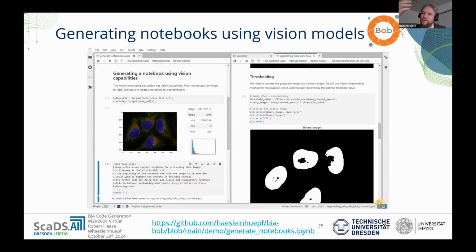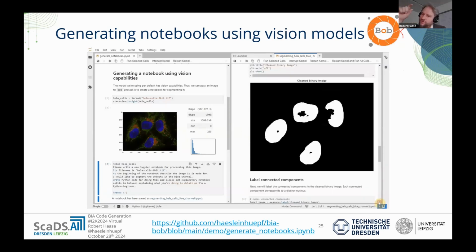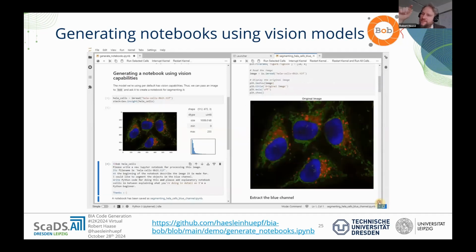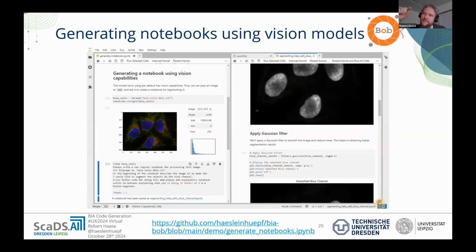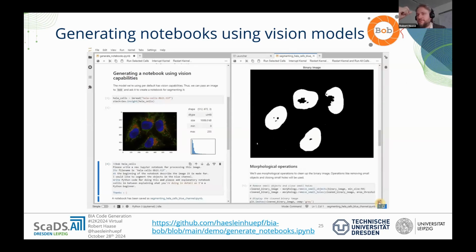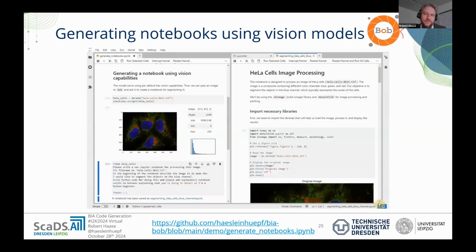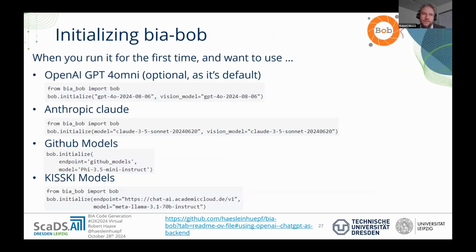When it produces notebooks, it will always produce notebooks with a piece of code, an intermediate result, and an explanation. And then there's the next explanation, the next piece of code, and the next resulting or intermediate result image. So notebooks from bia-bob will always look like this because it is instructed to do so.